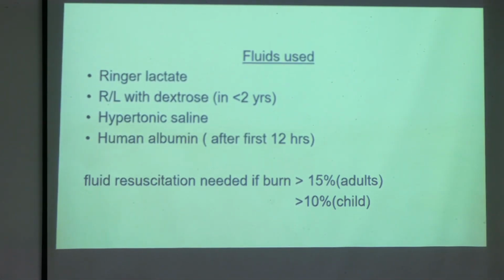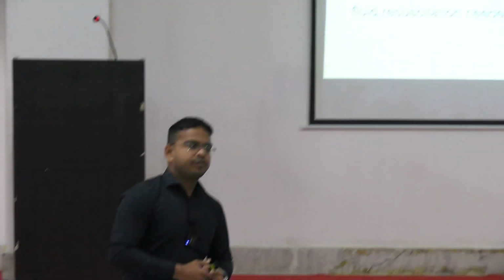So what are the fluids that we use in burn? We just cannot simply use any kind of fluid. Since you are in second year, when you come to the final year, we'll talk about the fluids in detail. That is a separate chapter. For now, you just know that in burn we use most commonly Ringer lactate, RL in short form. In children we use RL with dextrose. Dextrose is basically your sugar. Next we can use hypertonic saline. And next is human albumin. It is available in 20% and 10%.